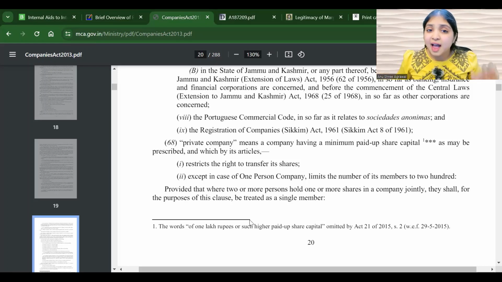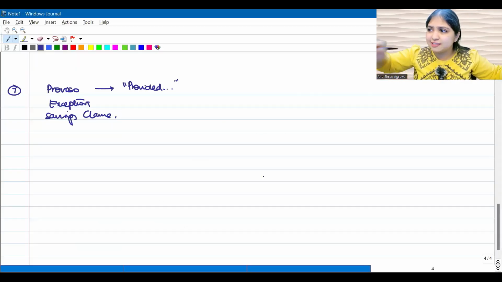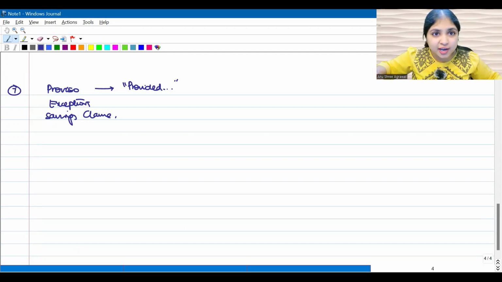You're understanding, guys? An exception just creates an exception. For example, rural agricultural land is excluded out of capital asset. That's all. Rural agricultural land is not a capital asset. It's an exception. Story over. There is no special rule for rural agricultural land. However, what a proviso does is, it first stops the provision from applying to a special situation, and for that special situation, it creates another special provision.